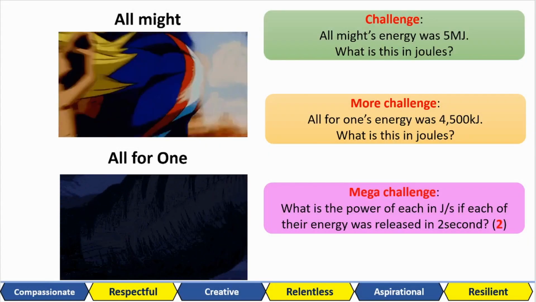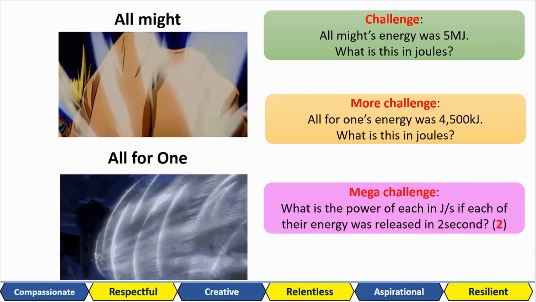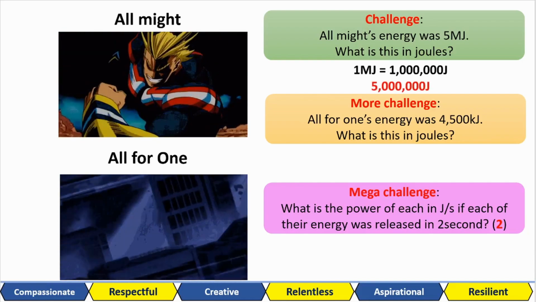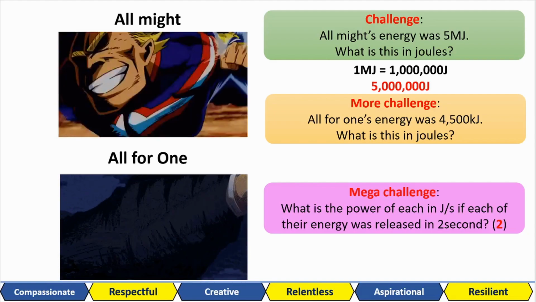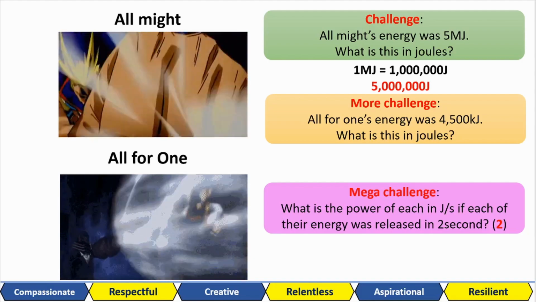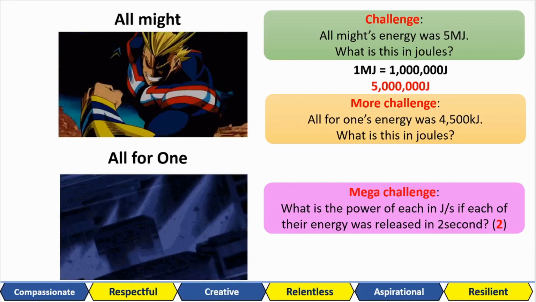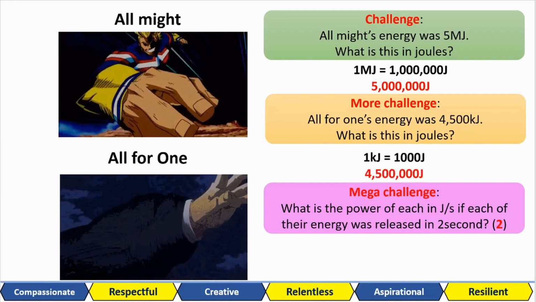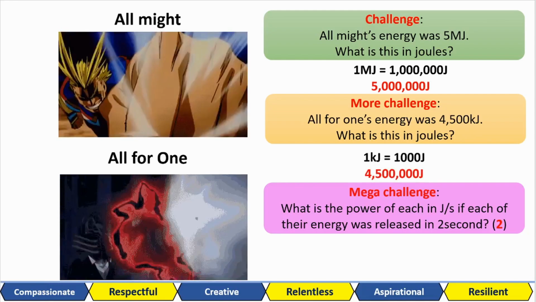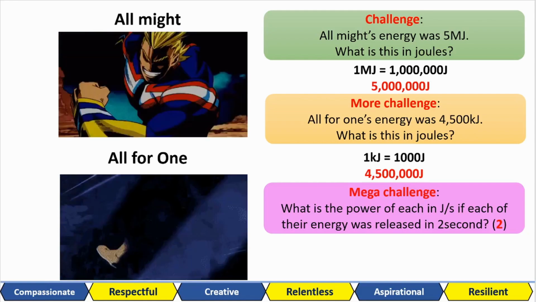To turn a megajoule into a joule, we have to multiply it by 1,000,000. Therefore, 5 megajoules is 5 million joules. Turning kilojoules into joules, we need to multiply it by 1,000. Therefore, multiplying 4,500 kilojoules by 1,000 gives us 4.5 million joules.